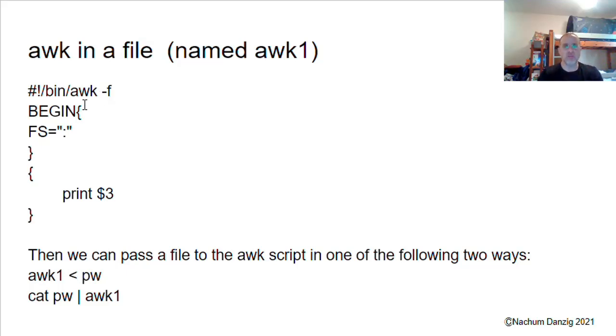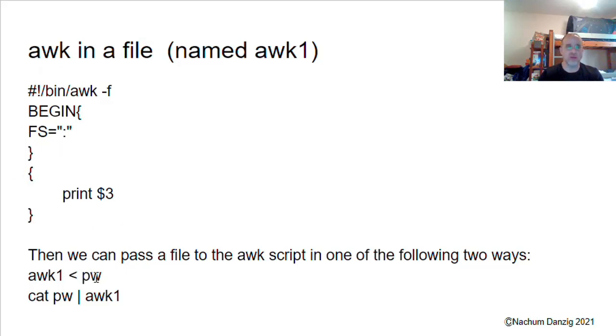And then I say BEGIN. In the BEGIN, I'm going to define the field separator as colon. And then in the middle section, I'm going to print the third field. Fine. So that's a very simple program. But the point is, I did it in a separate file. Then we can pass the file to the awk script in one of two ways. Which file am I working on? So I have to give it the file.